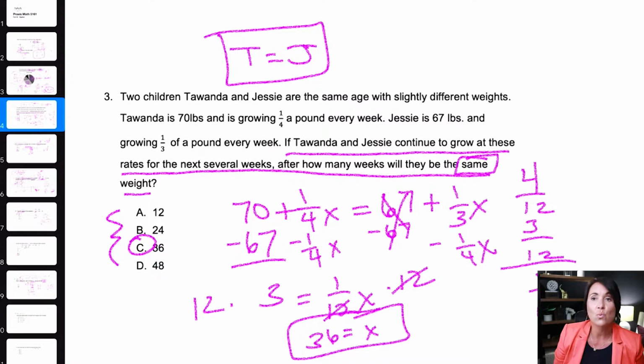After 36 weeks, these two will be the same. Now, they'll eventually change because they're growing at different rates, but at 36 weeks is when they are the same weight, okay? So easy peasy, all you have to do for the rate of change, trying to figure out when they'll be the same, there's lots of ways in which this is presented. Just take both equations, set them equal to each other, solve for x, and that's your answer, okay?